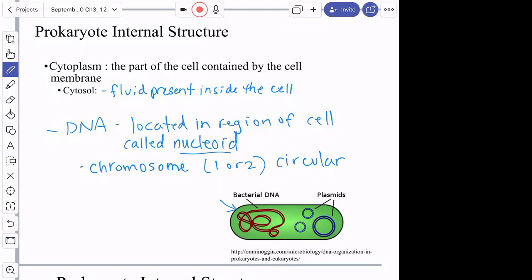In addition, they often have multiple plasmids, usually, again, lots of them. These are circular and smaller pieces of DNA.